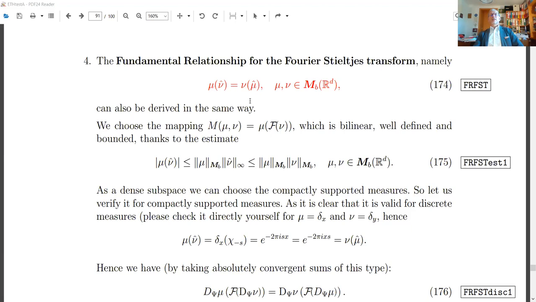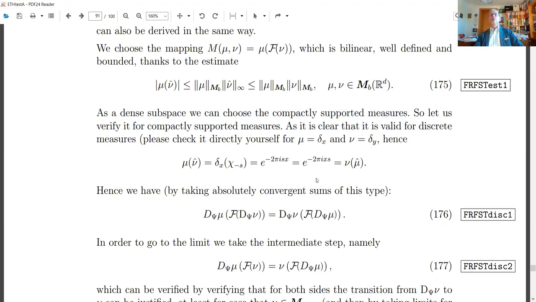Well, then the suggestion is, what happens if mu equals delta x here, and if nu is delta y? Can I prove it in this case? So this is a good exercise for all these terms. What is mu applied to nu hat? Of course, I see a typo now, so you should write delta s probably.